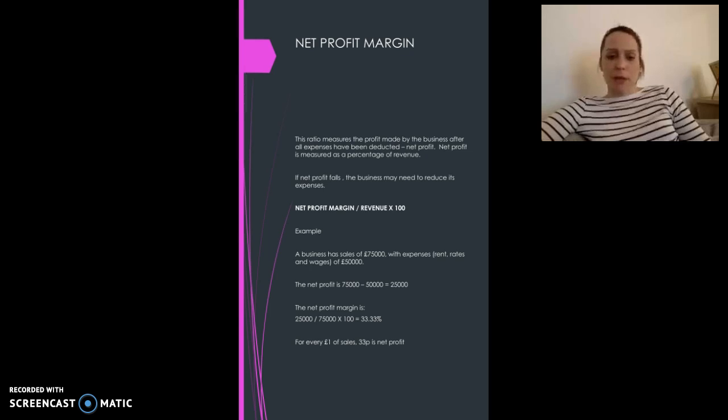And then you're going to get your net profit margin. So you're going to end up with your leftover figure, if you like, of 25,000. You're going to divide that by your revenue and multiply that by 100. And in this example, it's come out at 33.33% recurring. That basically means that for every £1 of sales, 33 pence of that is net profit, which is again quite a good ratio. So we're always at the moment looking for the higher the percentage, the better in terms of your returns.